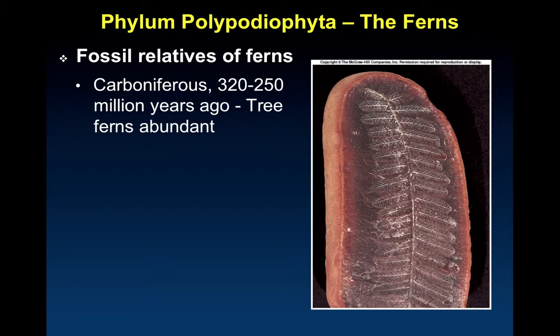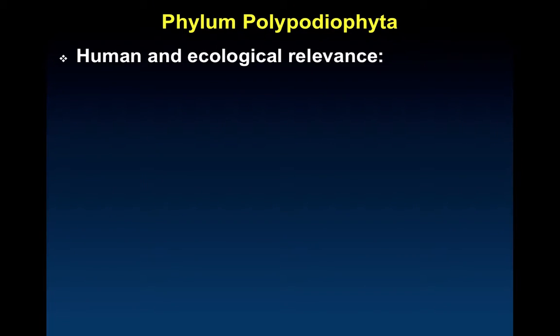So, we see in the fossil layers a lot of plants that look like ferns, or at least relatives of ferns. In the Carboniferous period, 320 to 250 million years ago, there were ferns that were very large, like the size of trees, and were primarily abundant. The seeds were found on some fossil tree ferns, which is kind of cool.